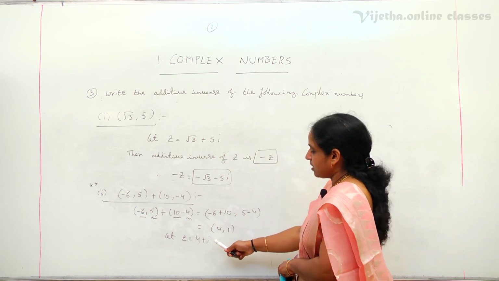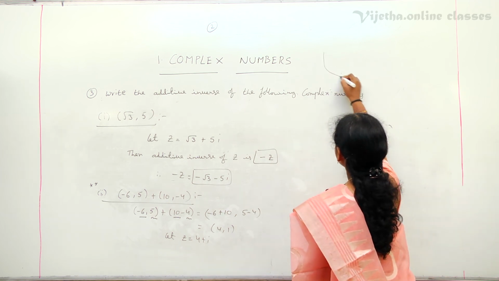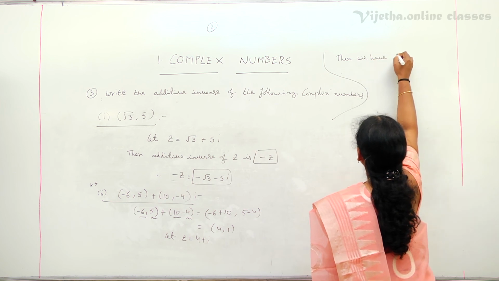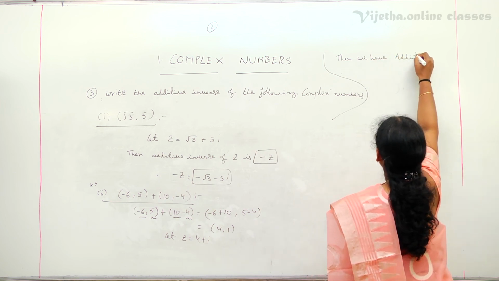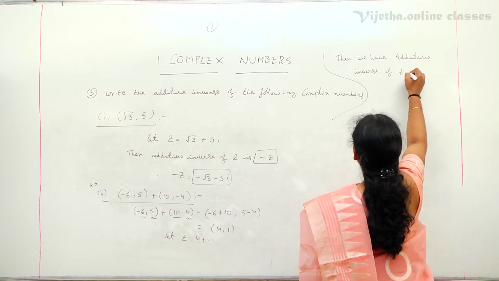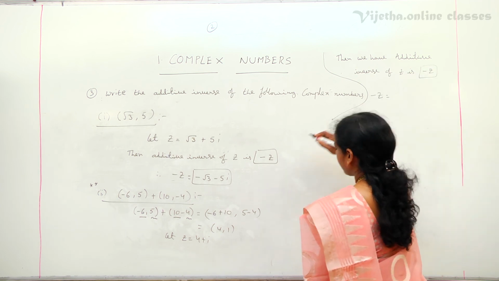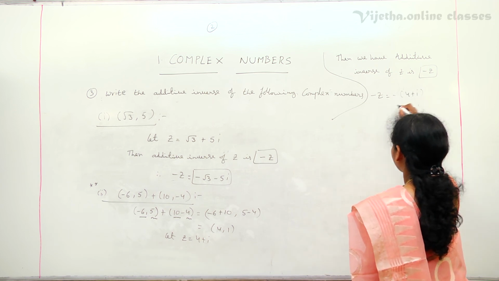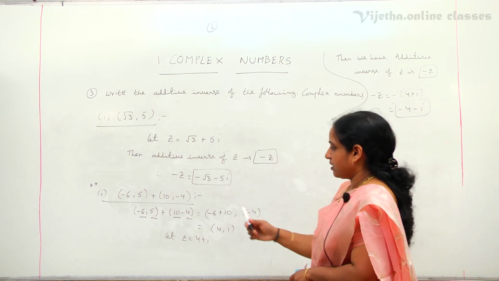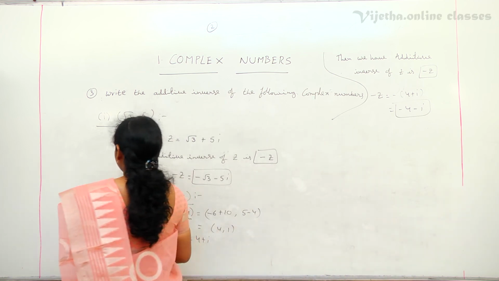The additive inverse of Z is minus Z. So minus Z equals minus of 4 plus i, that equals minus 4 minus i. This is the additive inverse of the given complex number. Next, another problem.